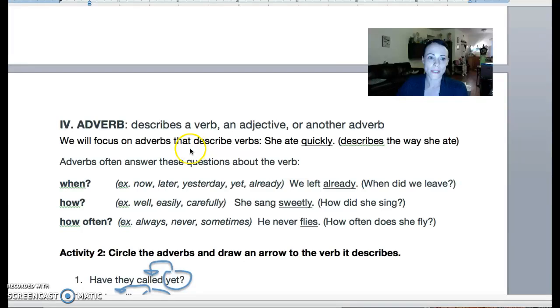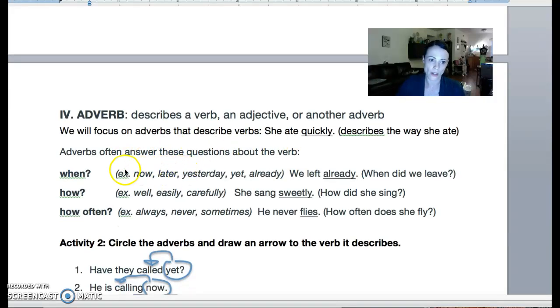So an adverb can give you more information about the verb. So in this example, she ate quickly. It describes the way she ate. How did she eat? She ate quickly, right? Adverbs give more information about a verb or answer these questions about a verb.